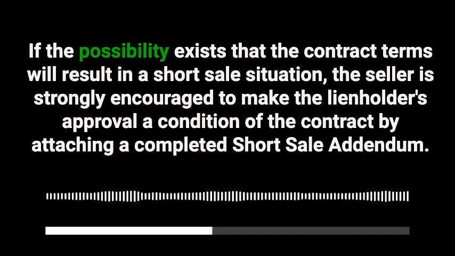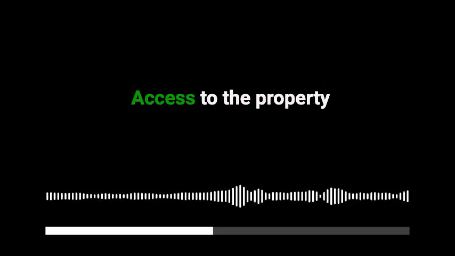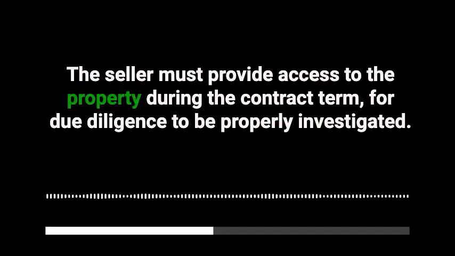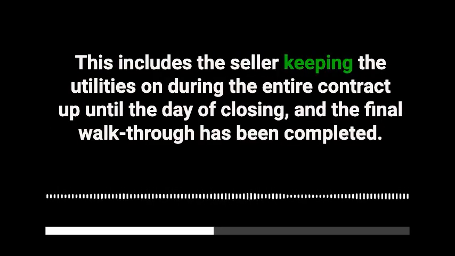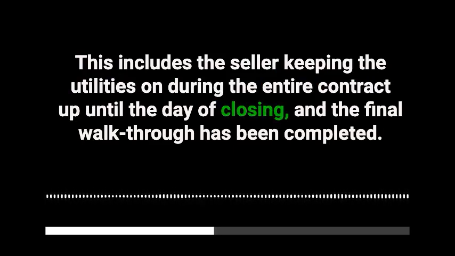If the possibility exists that the contract terms will result in a short sale situation, the seller is strongly encouraged to make the lien holder's approval a condition of the contract by attaching a completed short sale addendum. Access to the property. The seller must provide access to the property during the contract term for due diligence to be properly investigated. This includes the seller keeping the utilities on during the entire contract up until the day of closing, and the final walkthrough has been completed.